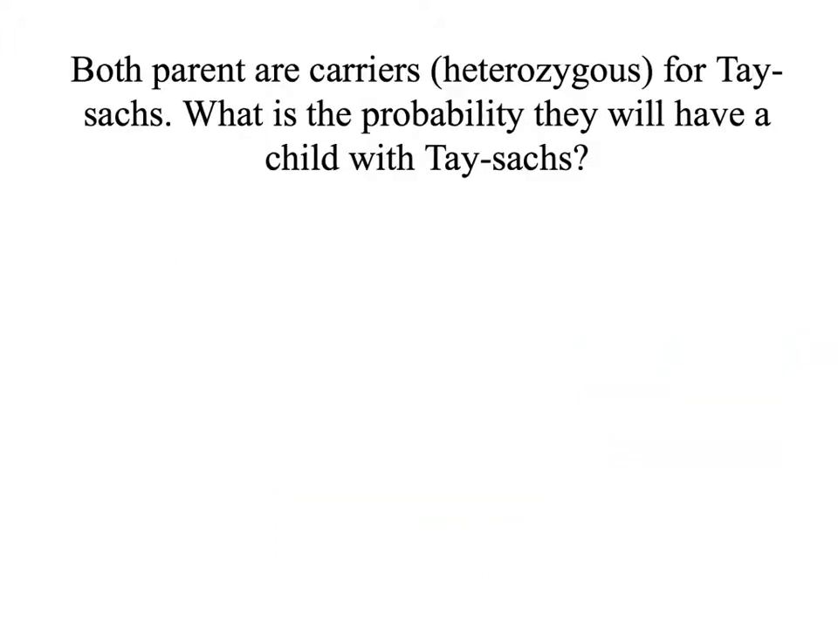Here's another example we can work through. Tay-Sachs is a recessive disorder. If both parents are carriers, or heterozygous, for Tay-Sachs, what is the possibility or probability that they will have a child with Tay-Sachs? Tay-Sachs is a recessive disorder. This means that if the parent has a big T, they have a normal phenotype. If they have two little t's, we will see Tay-Sachs.